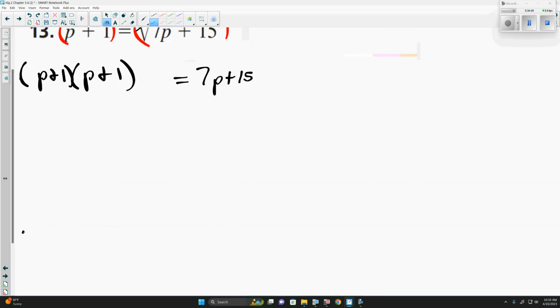Which means we actually have to use our distributive property and multiply this through. P times p is going to be p squared. P times 1 is going to be plus p. 1 times p is going to be plus p. And lastly, 1 times 1 is going to be plus 1. So on either side, if we have any terms added or subtracted, we have to actually multiply it out. In all the cases up to this point, we've only had one term on either side, so we can just square that individual term and go from there.